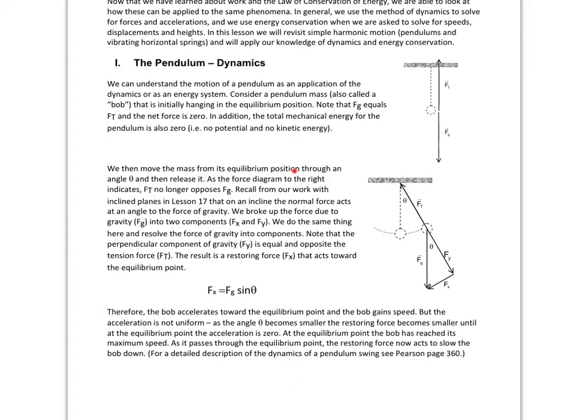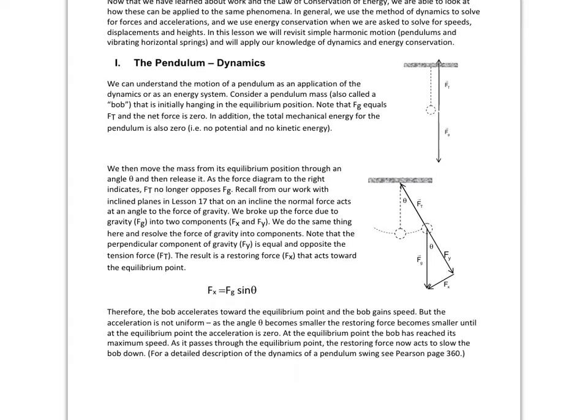When we move the mass from its equilibrium position to an angle of theta, so that's the pendulum here, and then release it, the force diagram here indicates that the force of tension is no longer absolutely in opposition of Fg. So Fg is directly south of our bob. Tension attaches to the point from the bob. Therefore, we need to once again break gravity into its components. The angle that the bob is held at here is the angle at which gravity and its components are in.